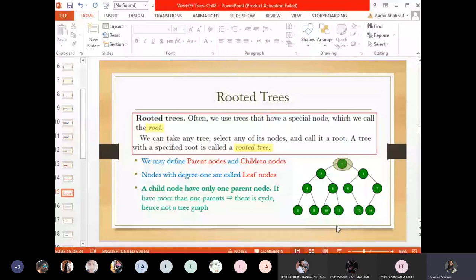So we can define some relationship between the nodes. We can call them parent nodes and children nodes. आप ऊपर से नीचे hierarchy में आते हैं इस tree के अंदर. So ऊपर वाले नोड्स उनको हम पेरेंट नोड्स या फादर नोड्स कहते हैं. जो नोड्स नीचे हैं उनको हम चिल्ड्रन नोड्स या सन नोड्स कहते हैं. सो जो इमीडिएटली एक दूसरे के साथ कनेक्टेड हैं.